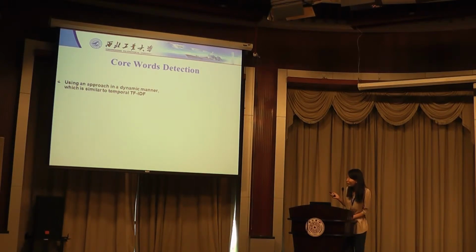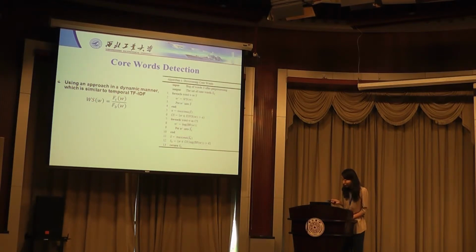We used an approach in a dynamic manner, which is similar to temporal TF-IDF. And the word score in our algorithm is defined as WSW, as this formula shows. In this formula, FCW is the frequency of the word W in the current time interval. And FBW is the basic frequency of word W across multiple time intervals. A high WSW indicates that the word W has a high frequency in the current time interval and is regular across multiple time intervals.